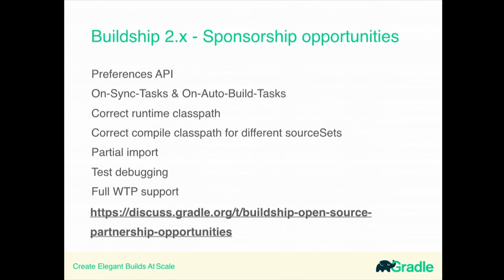Right. There are other things we could do, and there's a lot of things we would like to do, but there are of course conflicting priorities between Gradle core stuff, Buildship stuff, build scan stuff, and so on. And so there are a few things we could do, like a preferences API, synchronization when you open the project or when you run certain things, where you want to run certain tasks at that time. The runtime classpath, to fix something around that, and so on.